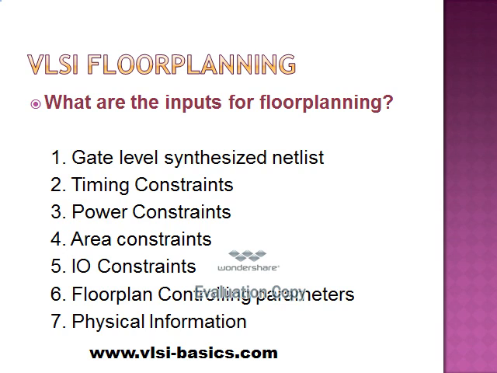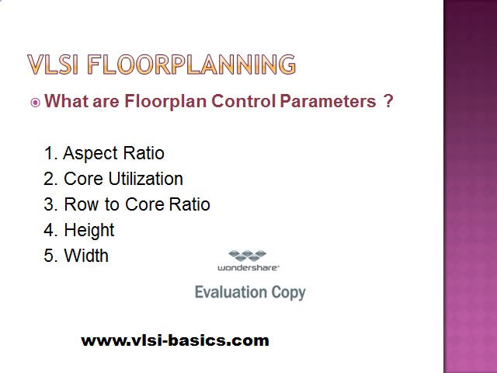The first step in floor planning is estimating die size or core area. For estimating die size or core area, we use floor planning controlling parameters as inputs to the floor planning stage. First, we have to know what these floor planning controlling parameters are. The first one is aspect ratio. Aspect ratio is the ratio between vertical routing resources to horizontal routing resources.